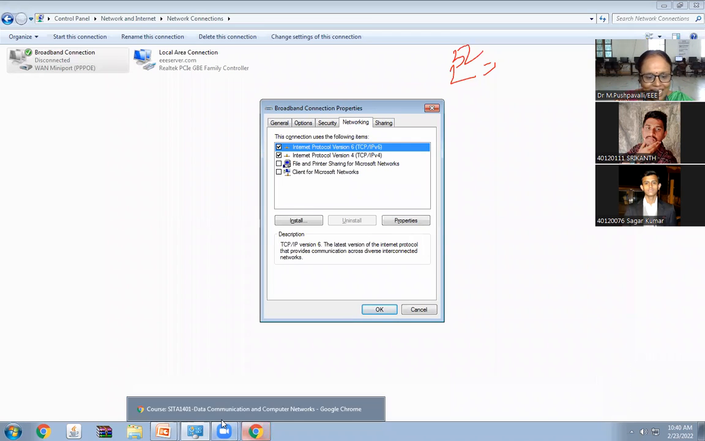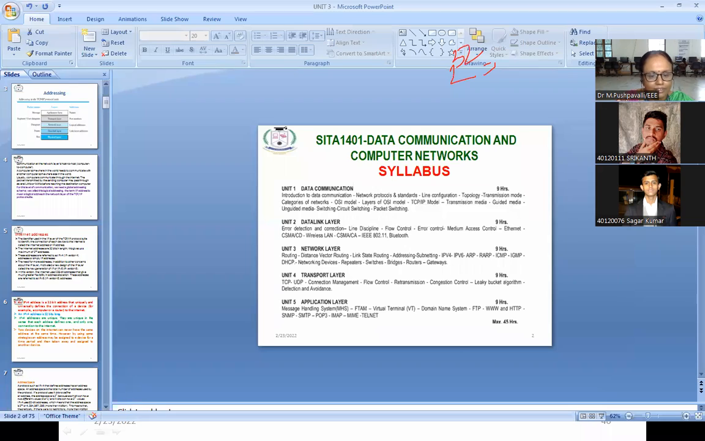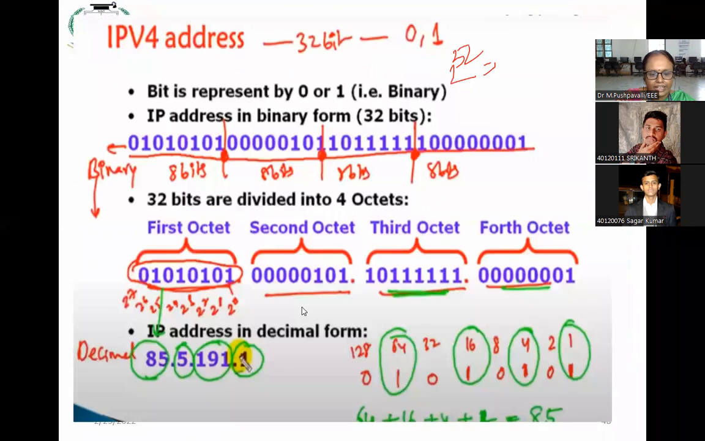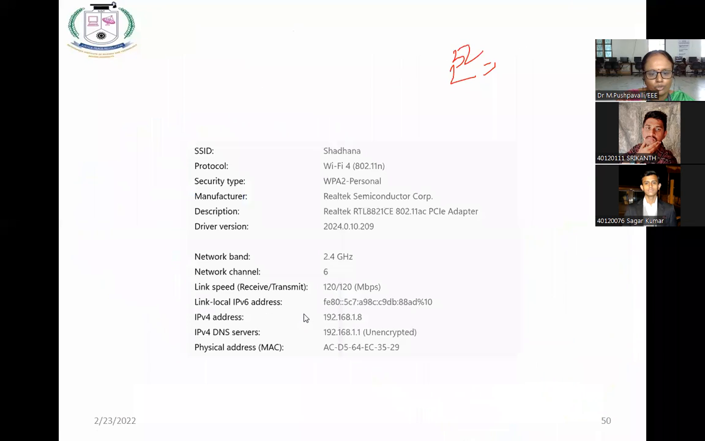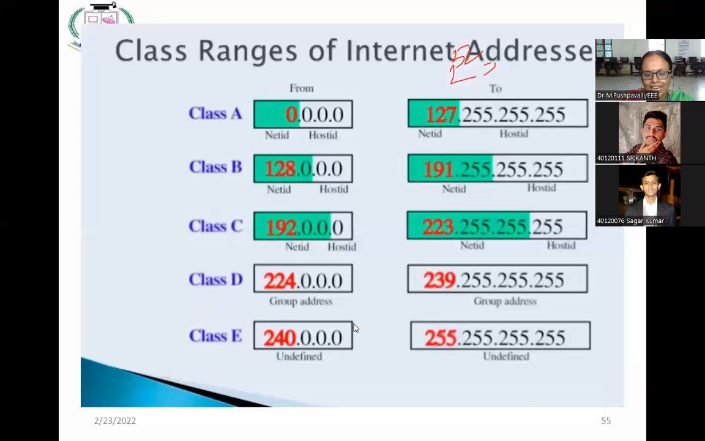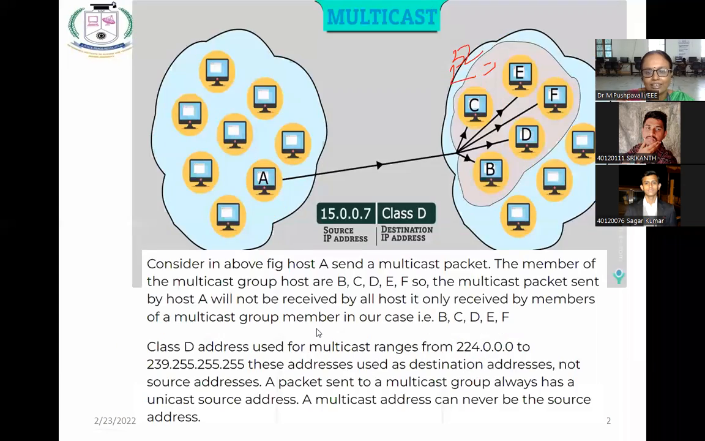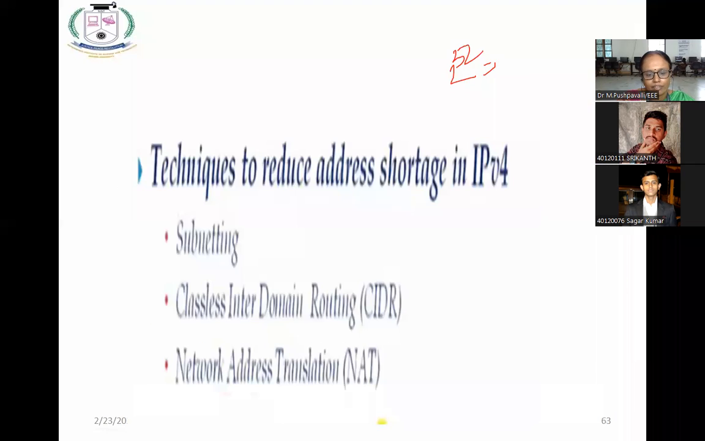That's why I go with class A, class B, class C and all. Most of our addresses are like 192.168.1.x. This is the way the addressing will be. That is used for reserved purposes, also kept. Network address translator is also there. So all these are to reduce the address shortage.